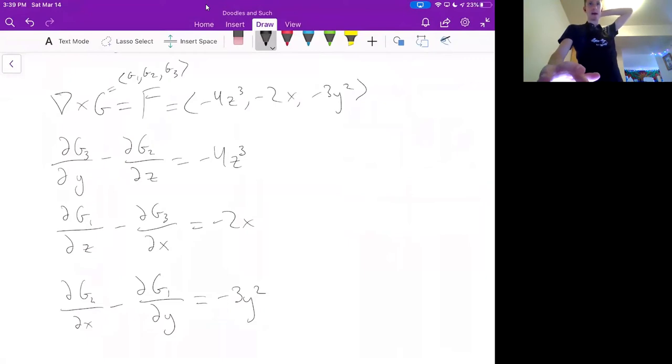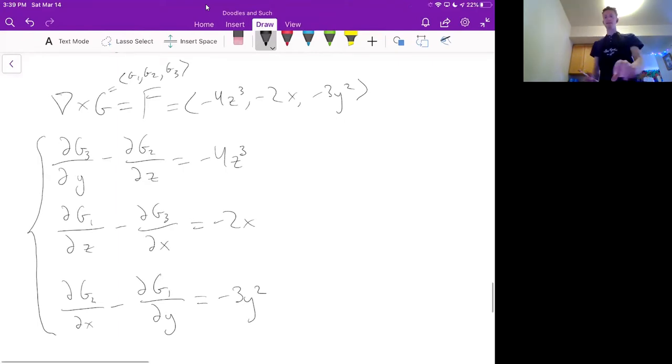If I wanted to have f, which is negative 4z cubed, comma negative 2x, comma negative 3y squared, be the curl of something, let's say that thing is g, then I need the following three equations that I wrote there. The first equation describes what would be in the x component of the curl of g. The second equation describes what would be in the y component of the curl of g, and etc. So we want to somehow find a vector field which satisfies all three of these equations.